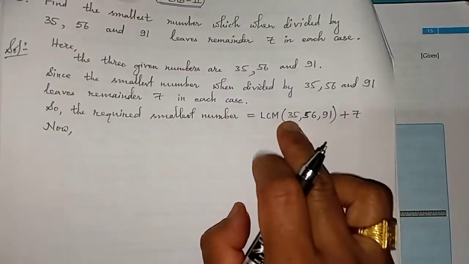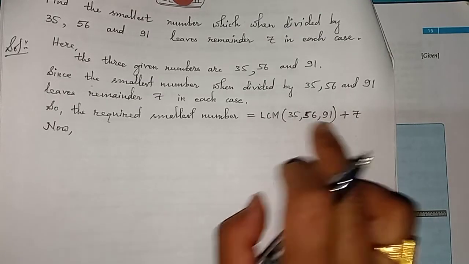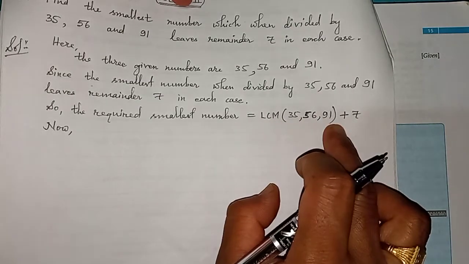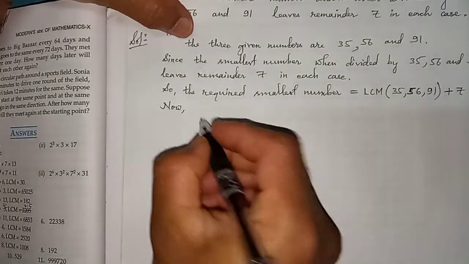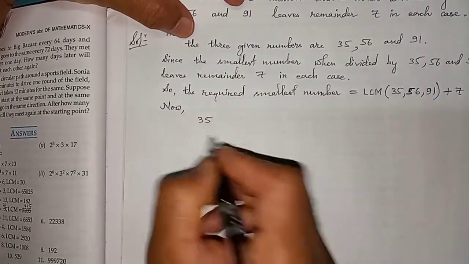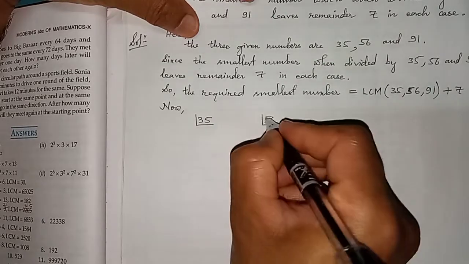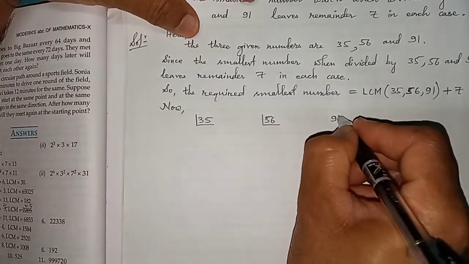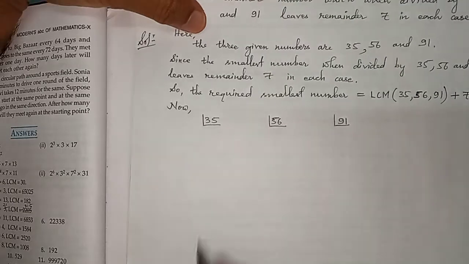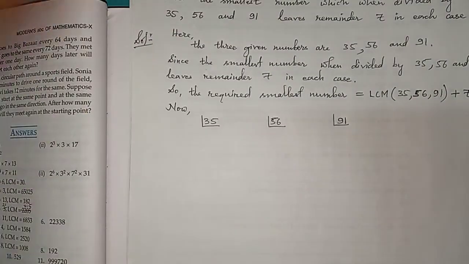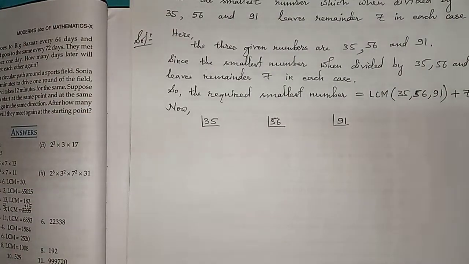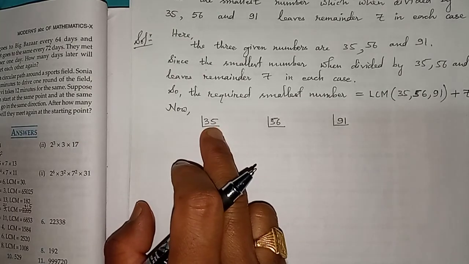Now to find the LCM of 35, 56 and 91, we have to use the prime factorization method. So let's do the prime factorization of 35, 56 and 91. To do this, we divide the same way. First we should try the first prime number, 2.